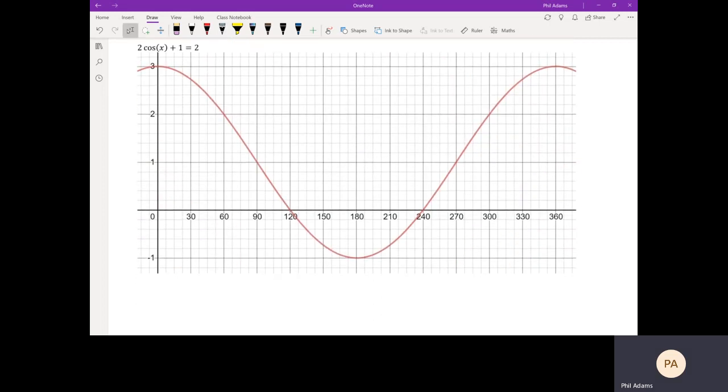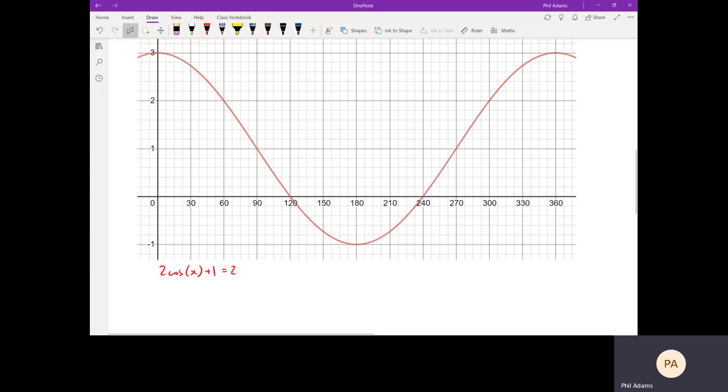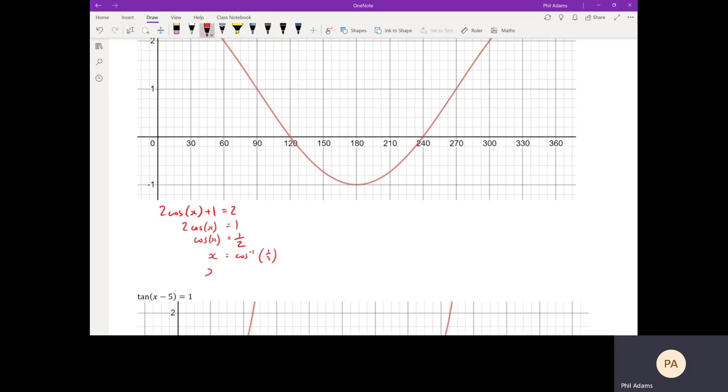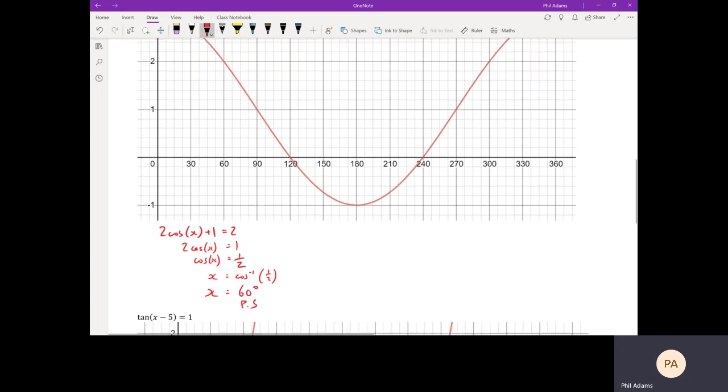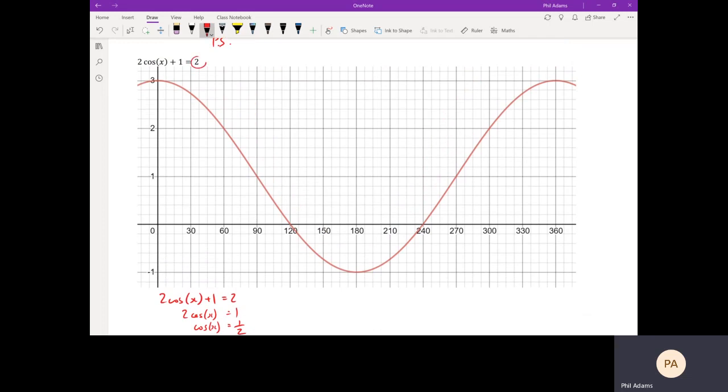More complicated one here, you can see there's been a couple of things done. So we've got to remove the minus 1 first. So 2 cos x will equal 1, then divide by 2, and therefore when we do the inverse cosine function of a half, we will get x is equal to 60 degrees. That will be our principal solution. Now we can verify that because we're looking for, where does this line pass through a value of 2? Well, there it is there at 60 degrees.